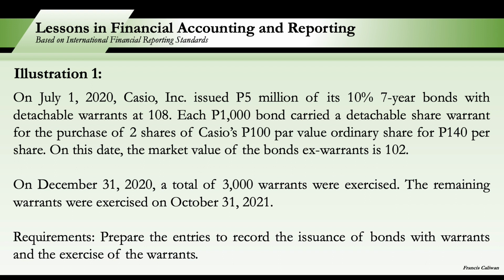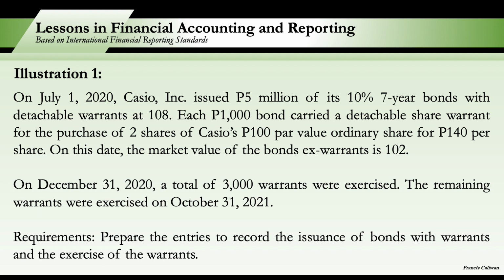Okay, so let us apply the concepts that we've discussed in bonds with warrants to this illustration. On July 1, 2020, the company issued 5 million of its 10% 7-year bonds with detachable warrants at 108. That is our issue price. Each 1,000 bond, so meaning we will have 5,000 bonds, di ba? Kasi 5 million divided by 1,000, so we'll have 5,000 bonds.